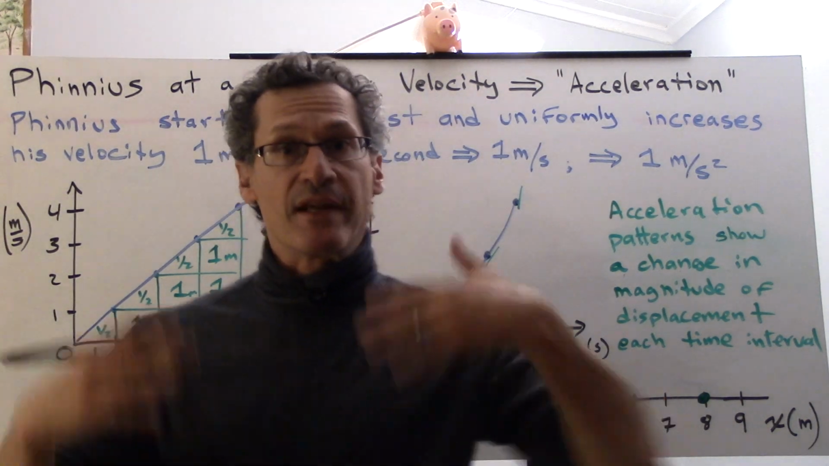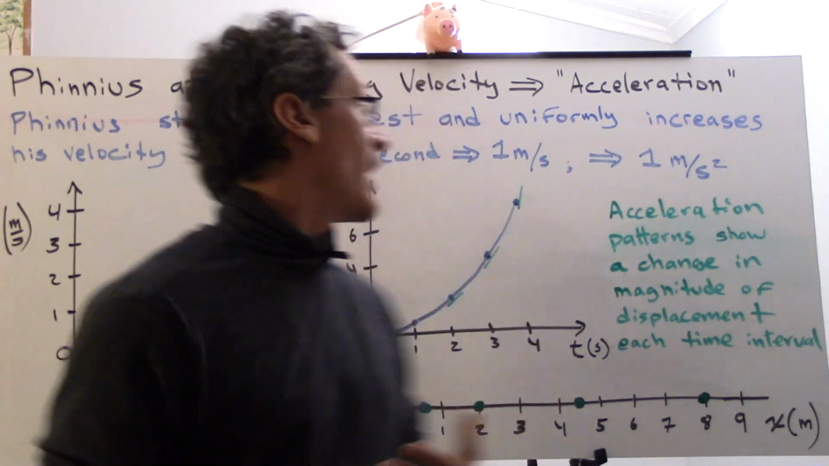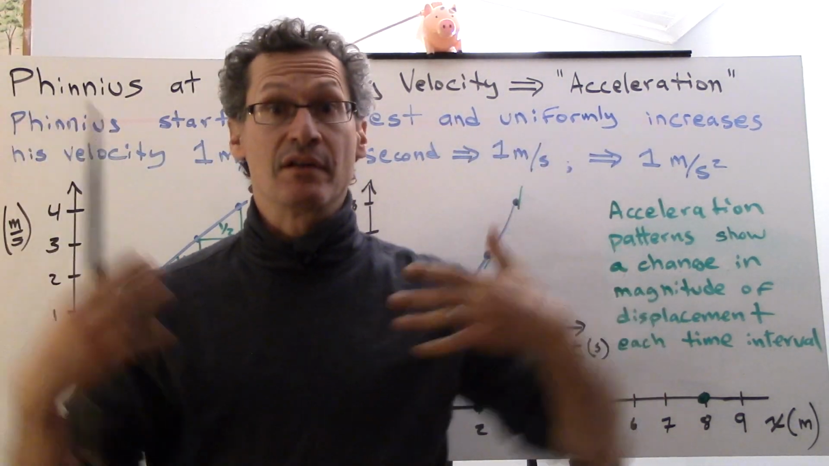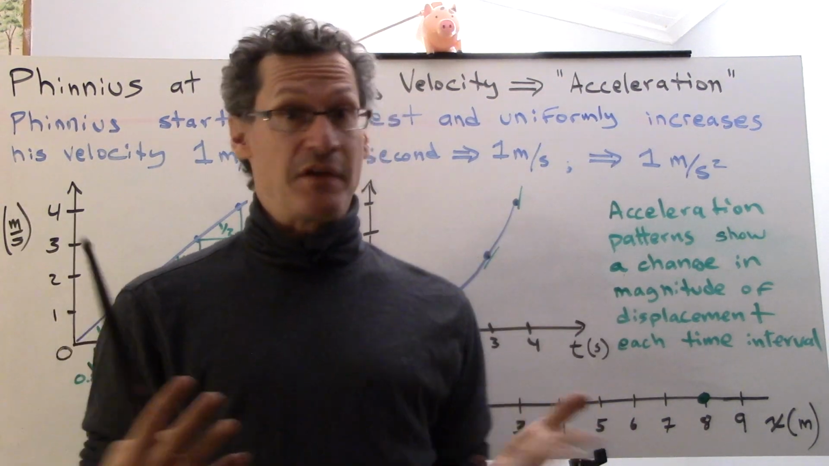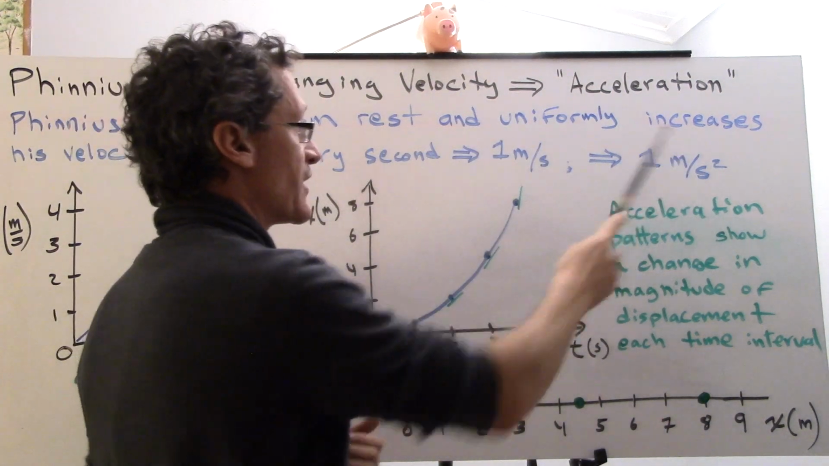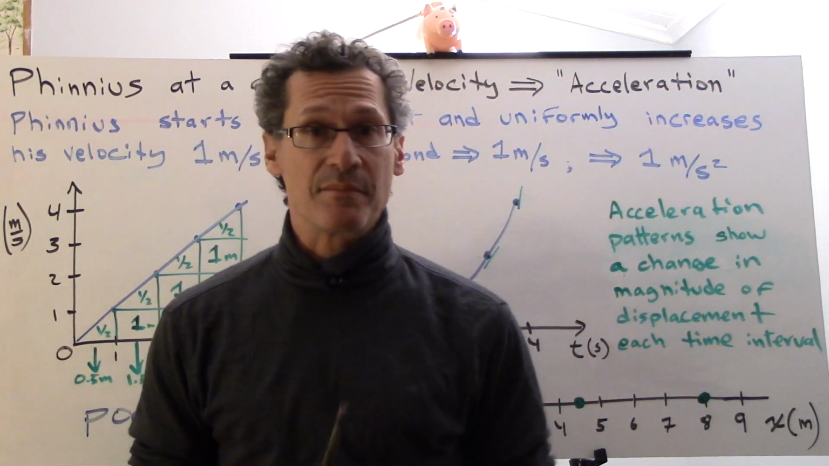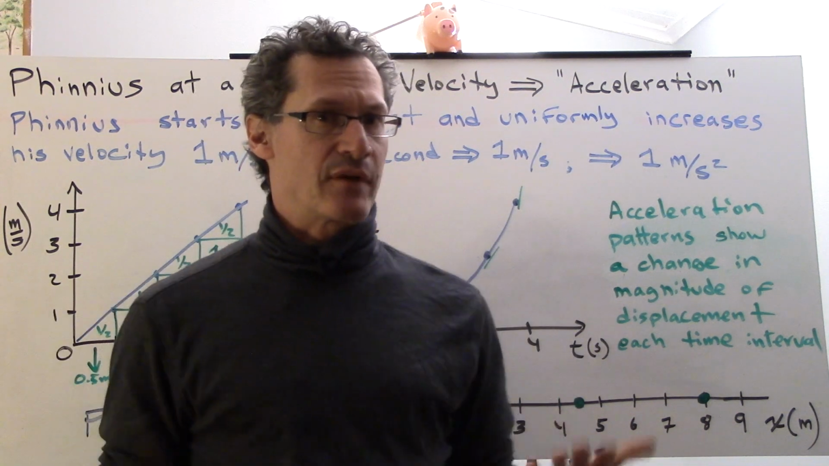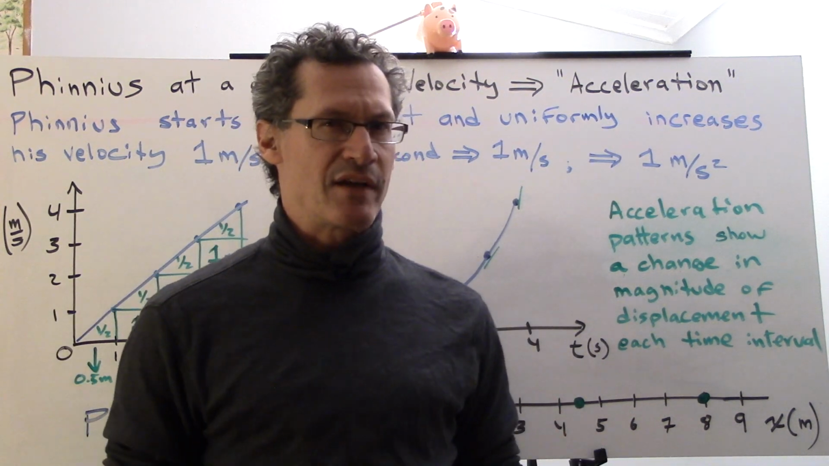So let's take a look at Phinnius when he moves at a changing velocity. In this case, Phinnius starts from rest, which means that his initial velocity, or V naught we would call it, is 0. And uniformly increases. And the word uniformly is kind of key. It means that he's going to increase his velocity equally after every second. And that'll become apparent when we see the velocity versus time graph.